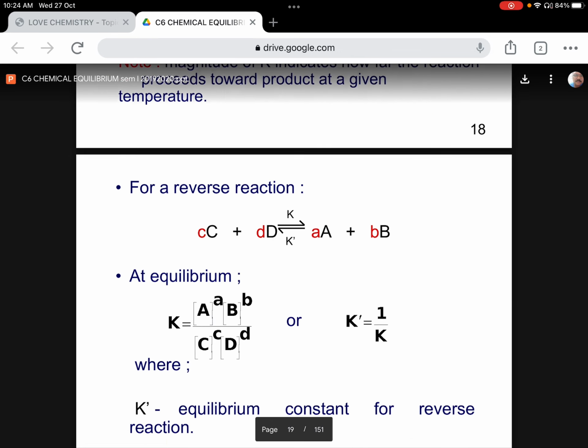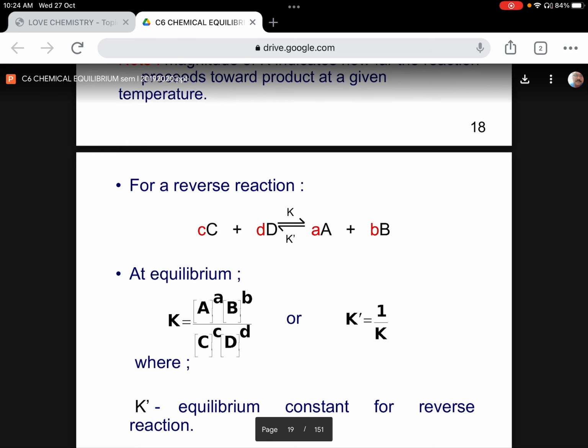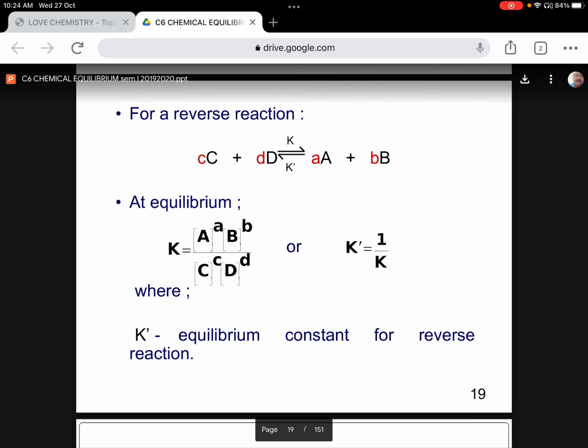For the reverse reaction, the other way, C plus D produces A plus B, we can also write the equilibrium constant K: A to the power a, B to the power b, divided by C to the power c, D to the power d. But let's say for the reaction C plus D produces A plus B, we want to find the reverse reaction. Then we have to use the term K prime. K prime equals 1 over K.